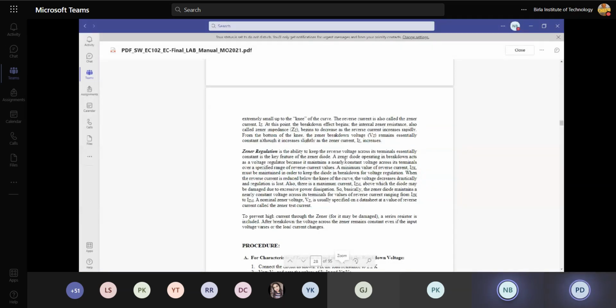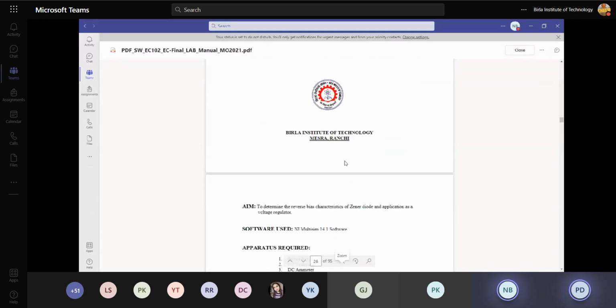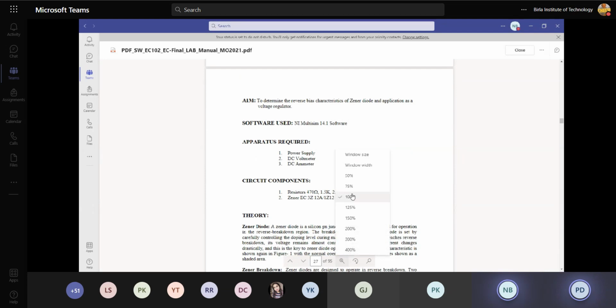So is the screen visible to all of you? Yes, sir, it is visible. Just a little bit zoom kar दीजिए. Okay.